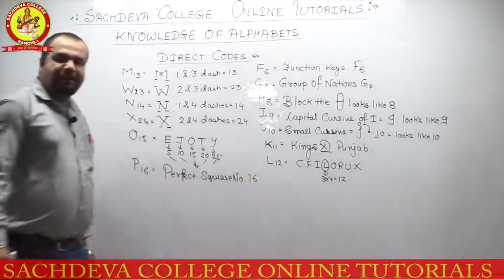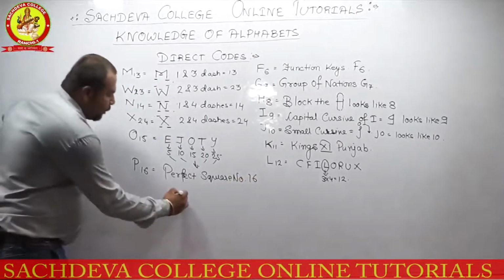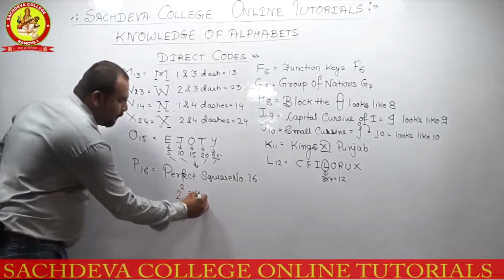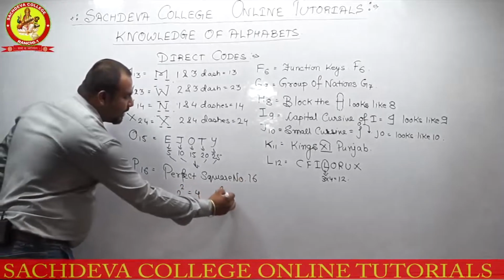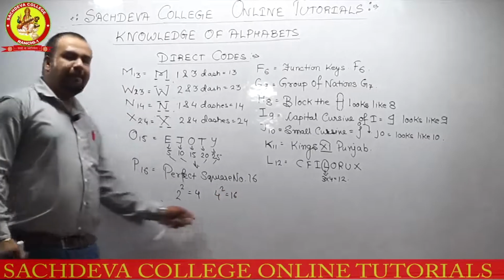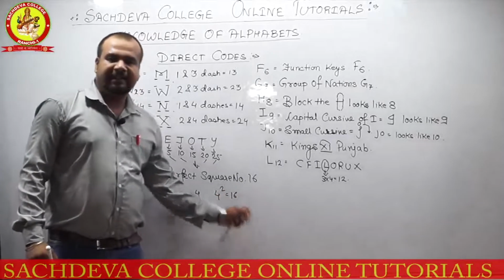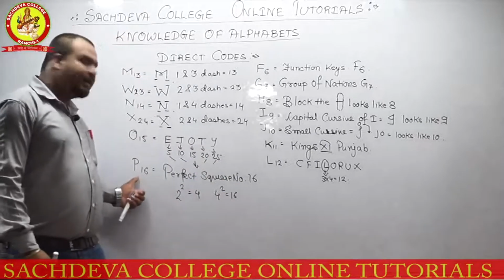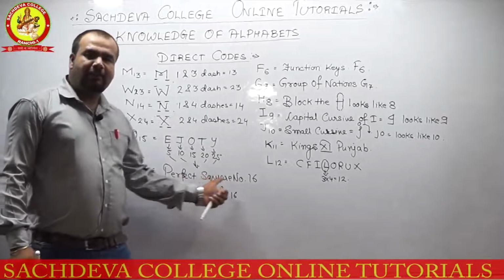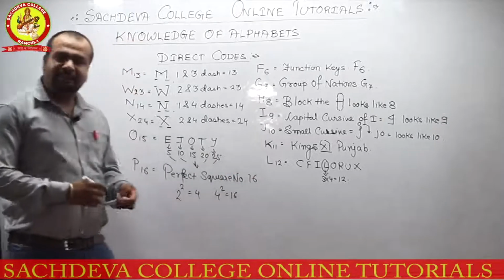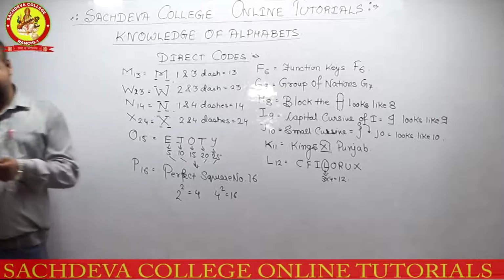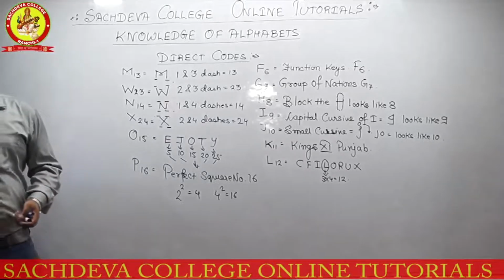If we look at the property of 16, then we have 2 square is equal to 4, and again 4 square is equal to 16. So double perfect square number is 16. So I think you can remember that P for perfect square number is 16. Then we move on to Q17. How can we remember it?